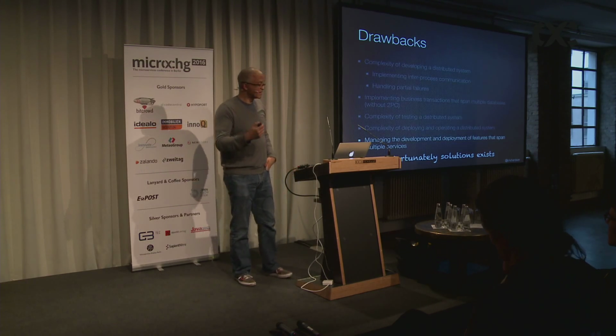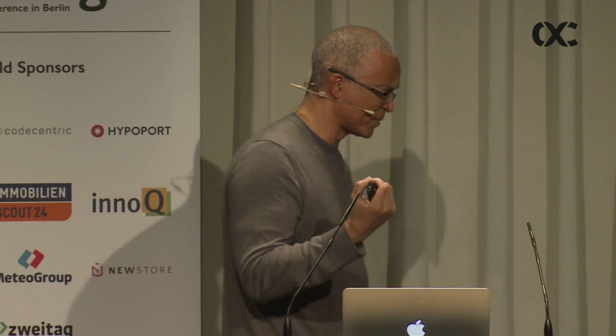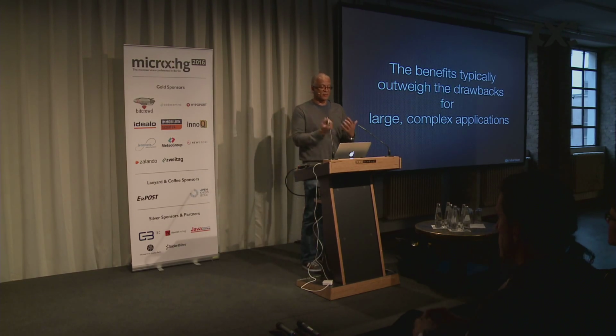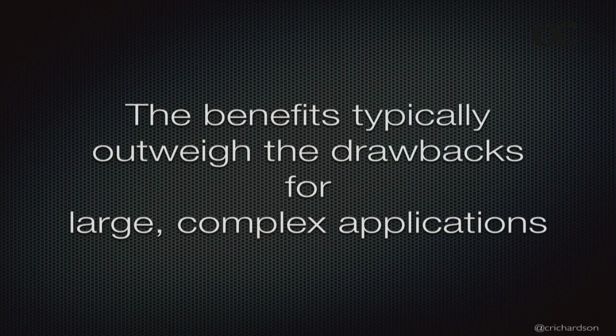So there are technologies that deal with each one of these problems, whereas if you have a large, complex system that's an unmaintainable big ball of mud, there's nothing you can do about that. It's just going to suck, and it's just going to get worse over time. So this can have pain, but it's far less pain. So I'd like to think that the benefits of microservices outweigh the drawbacks for large, complex applications. So you don't need to go home right now.